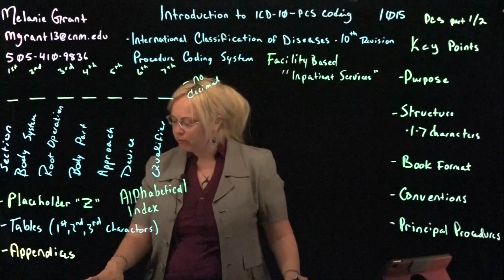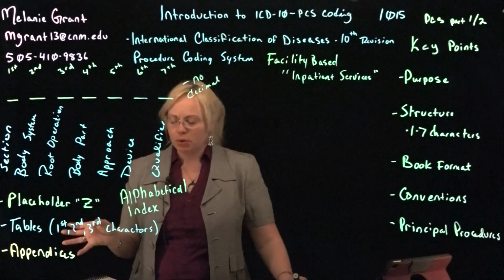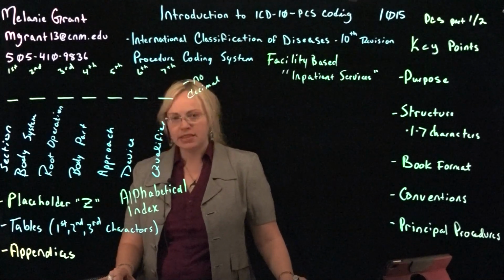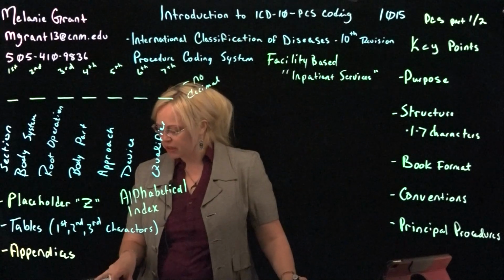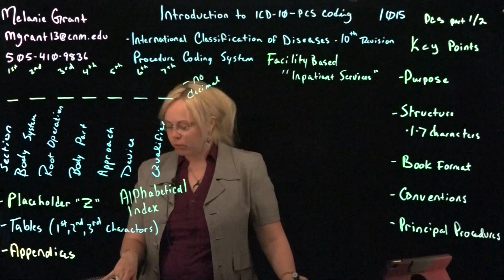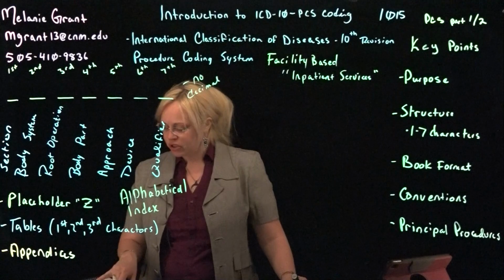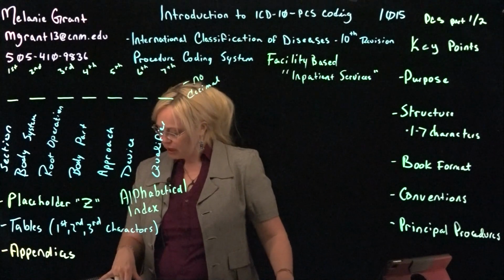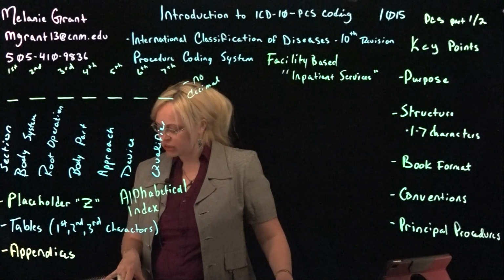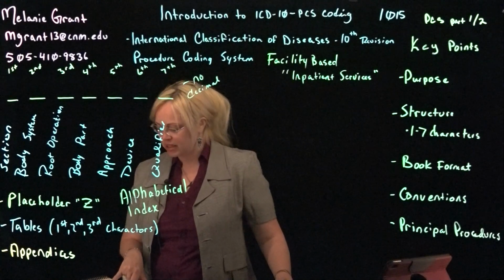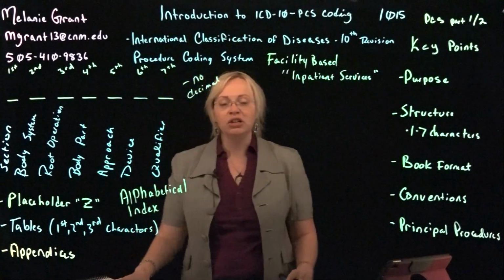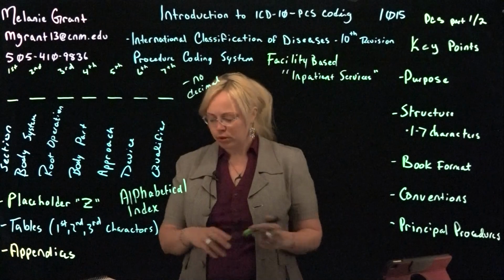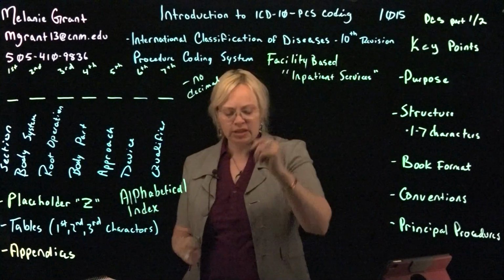In the approach table, we always have the same approaches. You have external, open, percutaneous, endoscopic, natural or artificial openings, natural or artificial openings with an endoscope, and natural or artificial openings with percutaneous endoscopic assistance. Those characters are identified by a letter or a number that are always the same for that approach. So let's look at a person here.